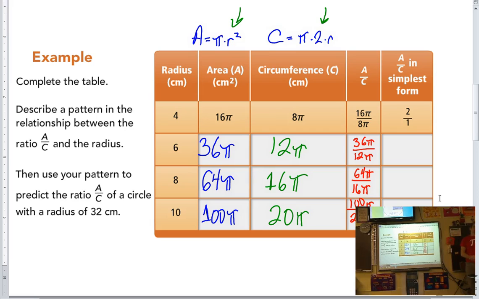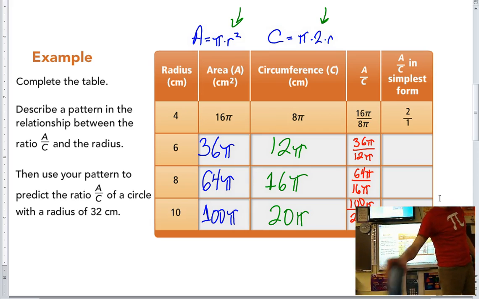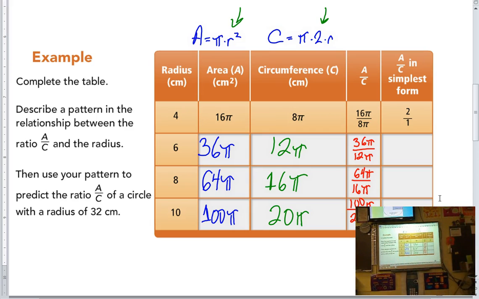If you don't have these filled in, fill them in. How does that division of area compared to circumference have a pattern? How does it have a pattern? Andrew? Well, this solution always it's 2, 3, 4, 5. And the pi doesn't matter because it just cancels out with the regular division. So if I simplify these, I really get 2, 3, 4, and 5.